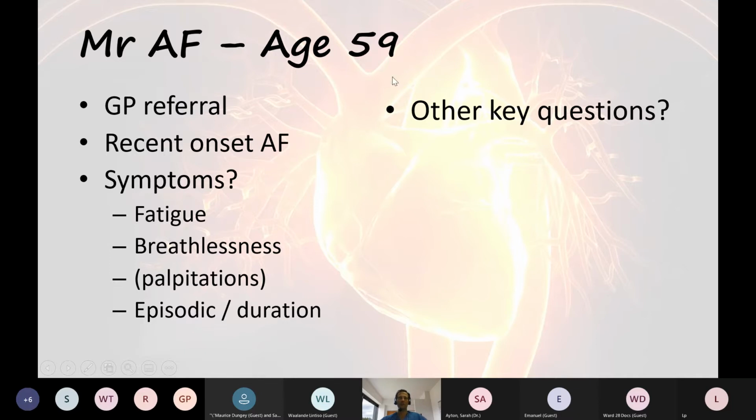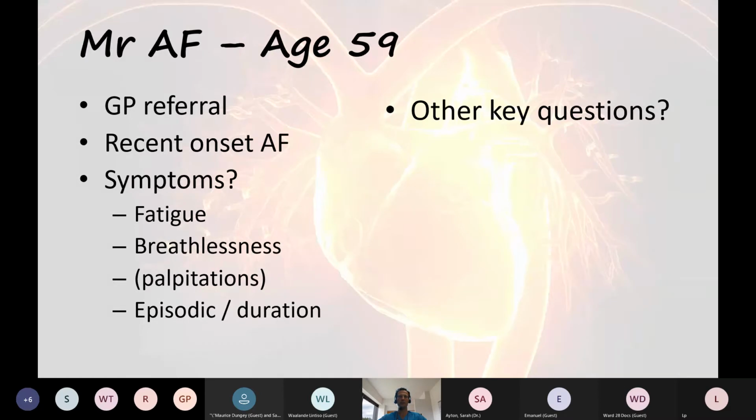So our other key questions: we want to know a bit about the past medical history for CHA2DS2-VASc scoring, very good. But sticking with the questions that are going to help us with the management of this patient's atrial fibrillation, what other questions and assessments are we going to do? Does anybody know any bleeding risks? Yep, we should ask about bleeding risk.